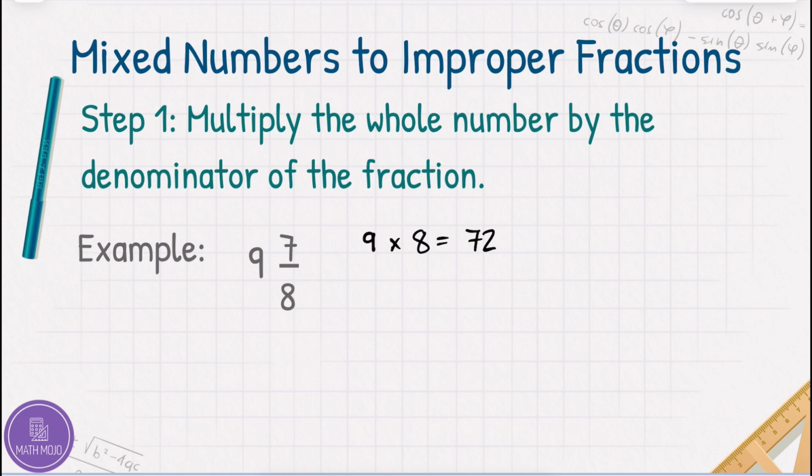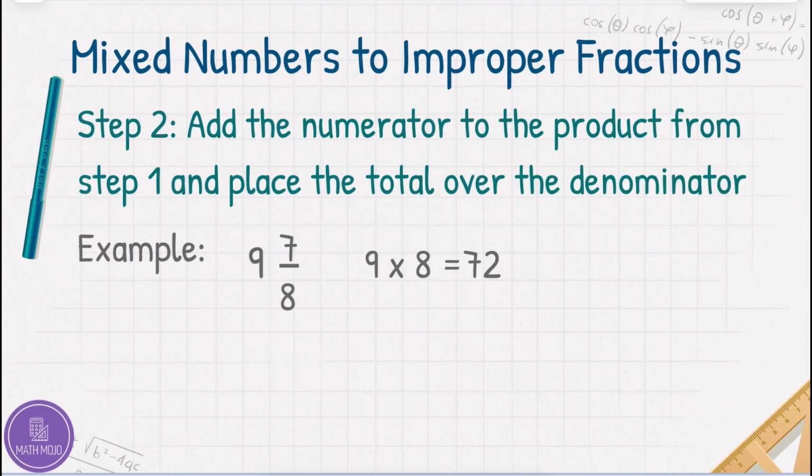Okay? And now our step 2 is to add the numerator, which is right here, to the product from step 1, and place the total over the denominator. So let's add 72 plus 7, which gives us 79. Now we're going to take this number that we just added and put the total over our denominator. So then we get 79 over 8 is our improper fraction, which is equal to our mixed number.